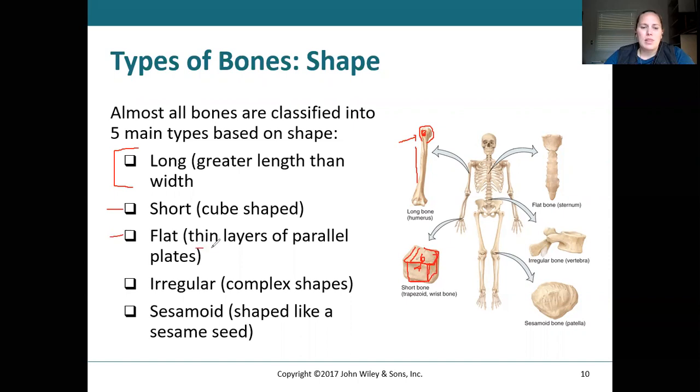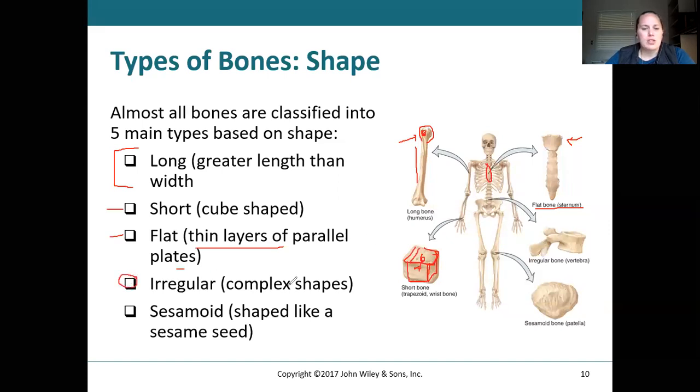Flat bones are going to be thin layers of parallel plates. So for an example of a flat bone, here we're looking at the sternum, so that's located in the center of your chest, and we'll start talking about different ways to describe the shape of the sternum, but flat is one way in which it's characterized. In terms of flat bones, for the most part, you're going to see that composed of, again, that layer of compact bone on the outside, and then some small amounts of spongy bone on the inside.